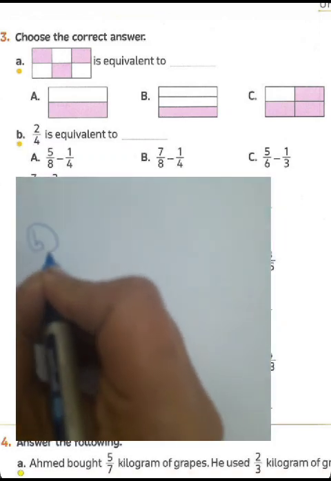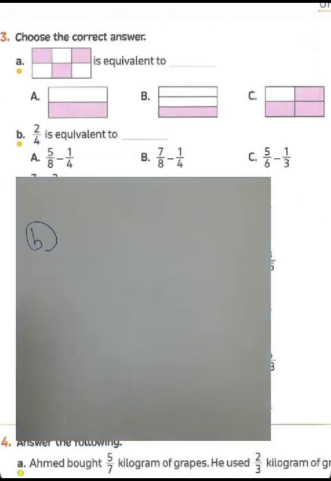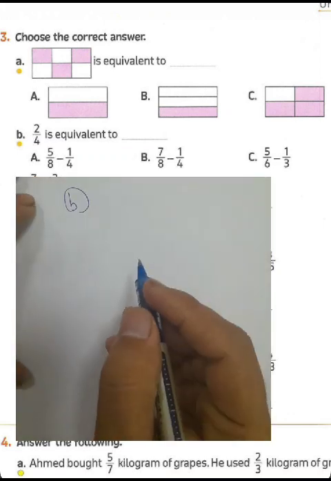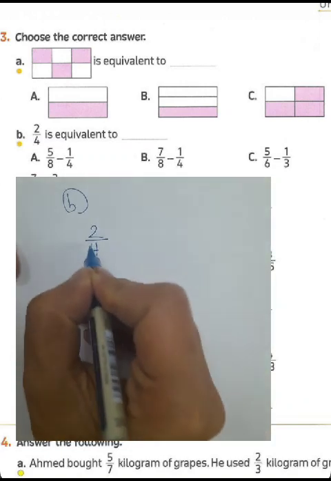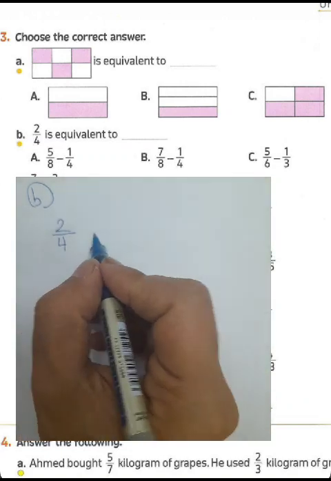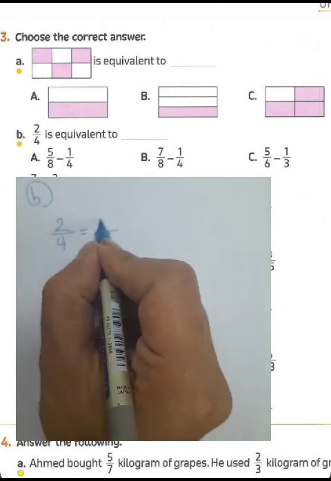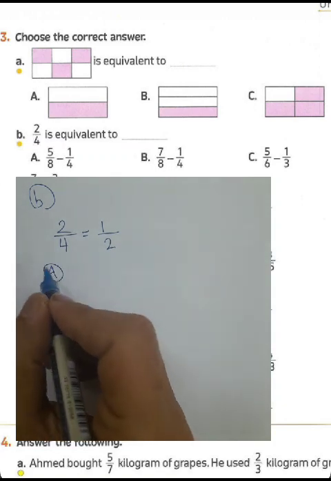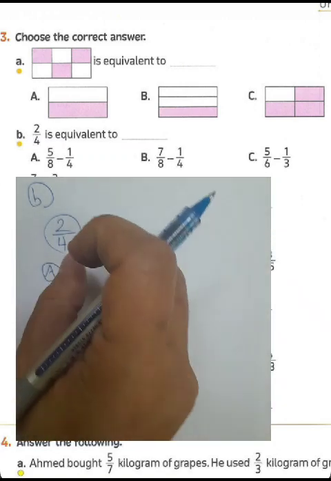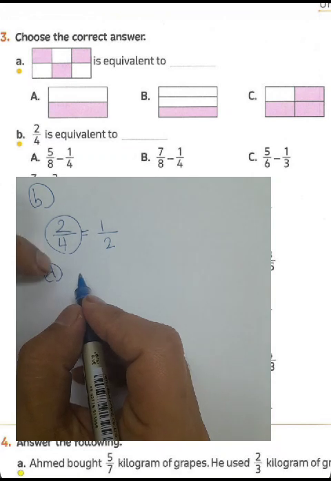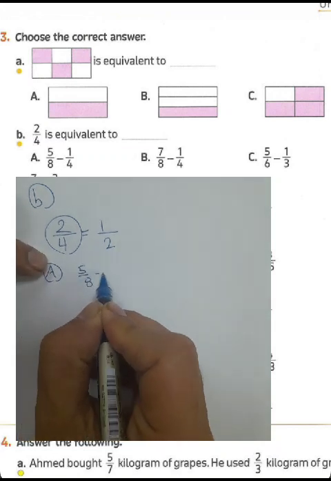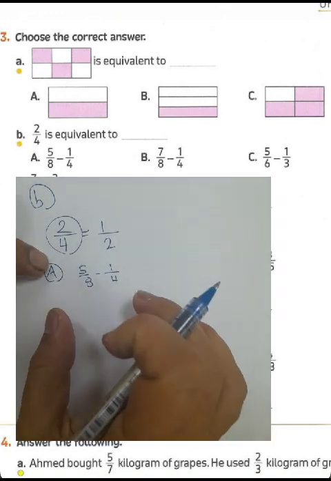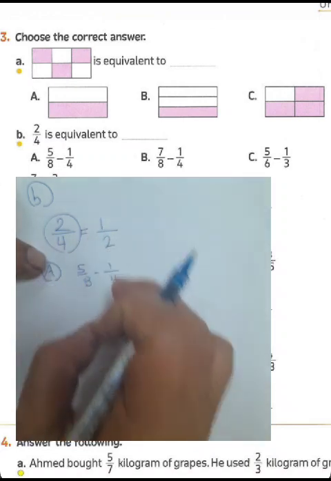Question letter B. 2 over 4 is equivalent to what? We can simplify 2 over 4 by dividing by 2. 2 divided by 2 equals 1, and 4 divided by 2 equals 2. It will be half. Look at letter A. This fraction is equivalent to what? We must solve letter A, 5 over 8 subtracted by 1 over 4. We will solve letters A, B, C and D, and choose the result equivalent to 2 over 4, or 1 over 2.